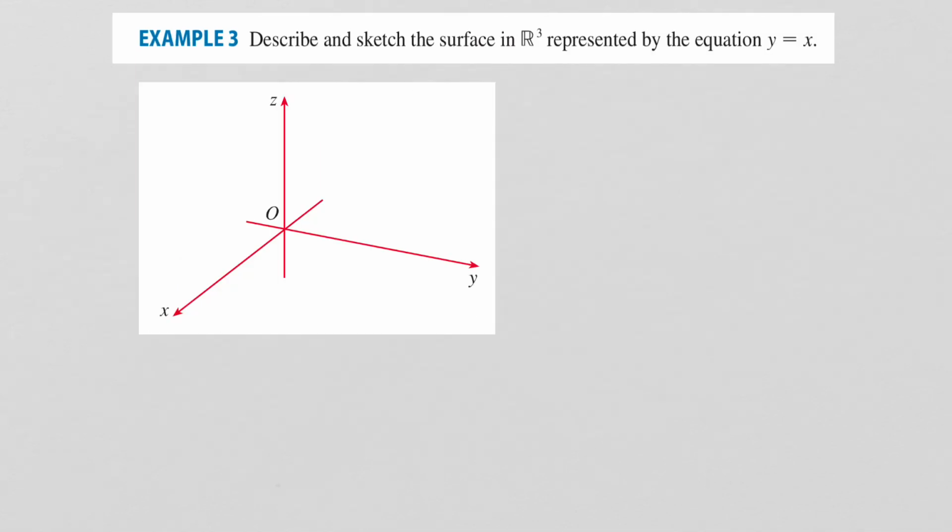Next, let's describe and sketch the surface in R3 represented by the equation y equals x. So again, in 2-dimensional space, if I have x and y, y equals x is simply a line.